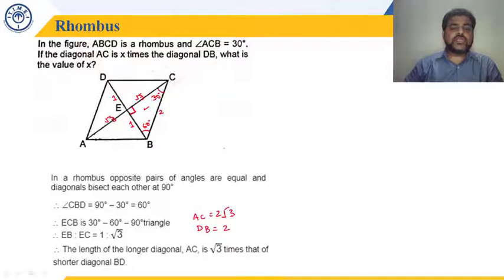So 2√3 is how many times of 2? 2√3 is √3 times of 2, isn't it? So we can say the length of the diagonal AC is √3 times that of the diagonal DB, and the question said AC is x times that of diagonal DB. So this x must be equal to this √3. Fine. So what is the value of x? The value of x is root 3.